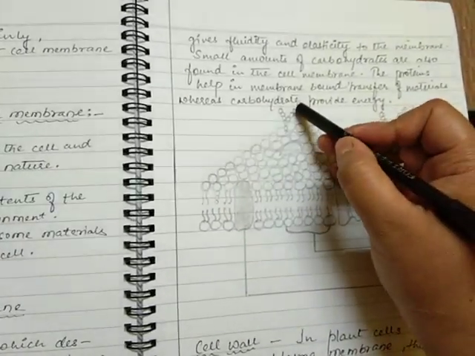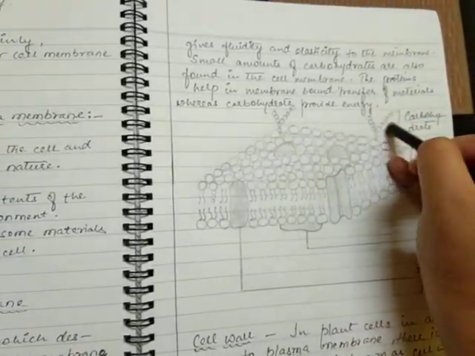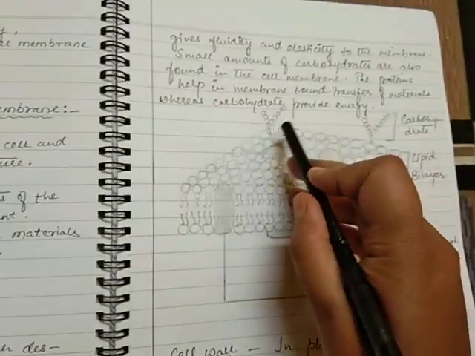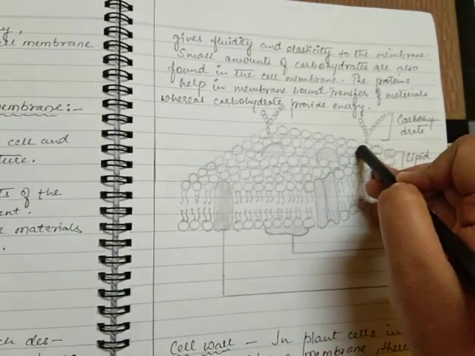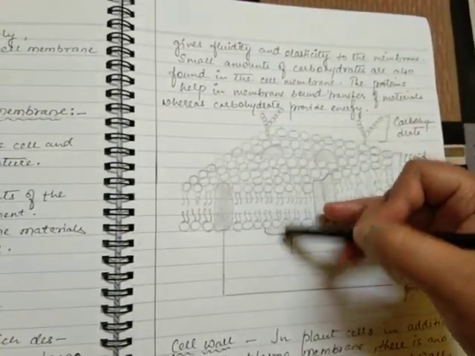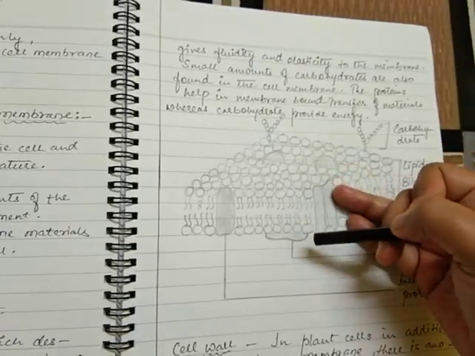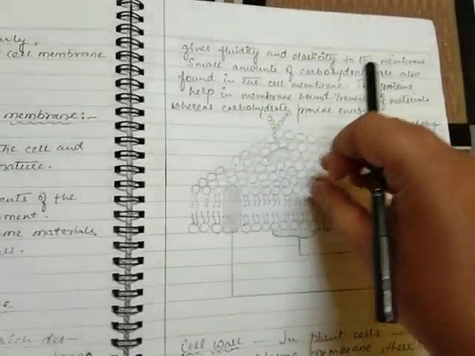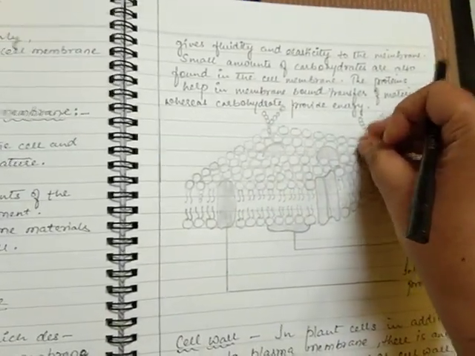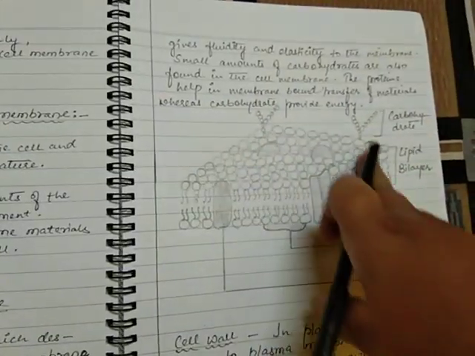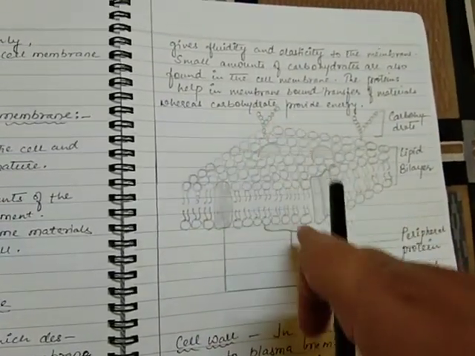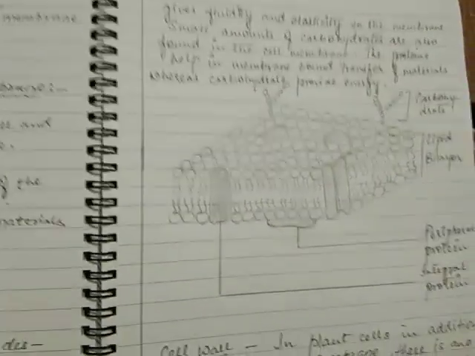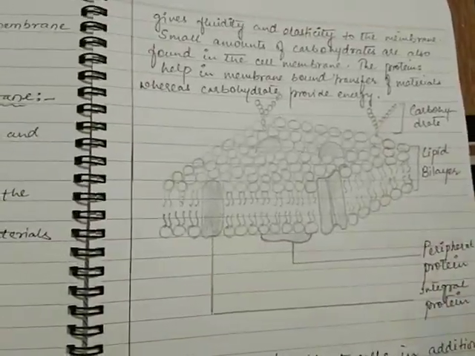Alright, now these carbohydrates. You have already studied in your earlier classes that carbohydrates are sources of energy. So these carbohydrates provide the energy which is required while passing the materials out of the cell or bringing them inside. So you can see that the elastic nature, the presence of the proteins, and the presence of the carbohydrates make the transfer of materials in and out of the cell easier for the plasma membrane. So this was about the entire structure of the plasma membrane.